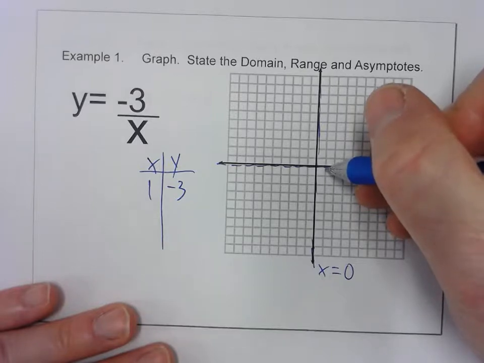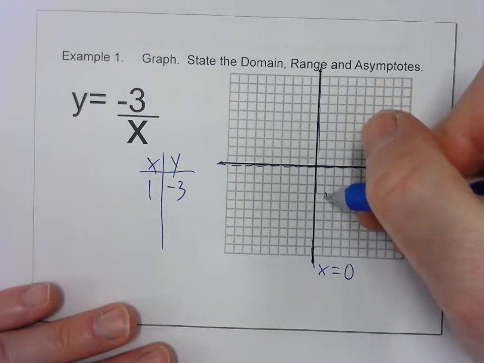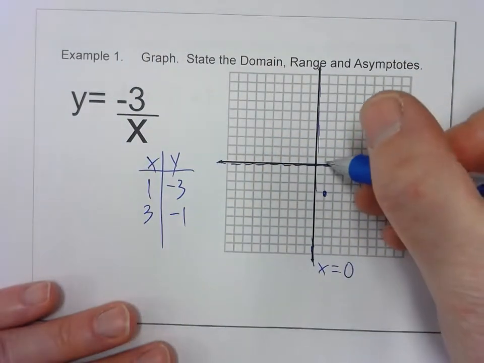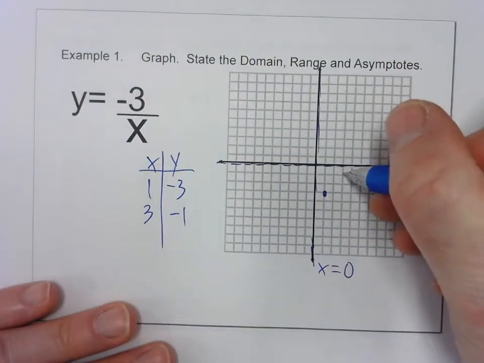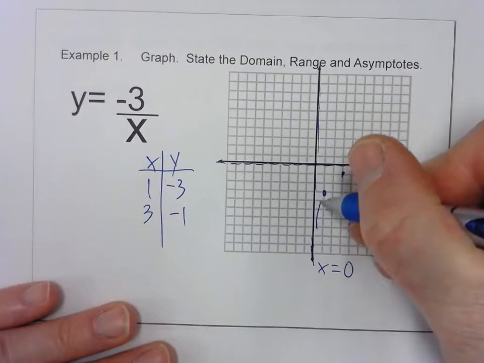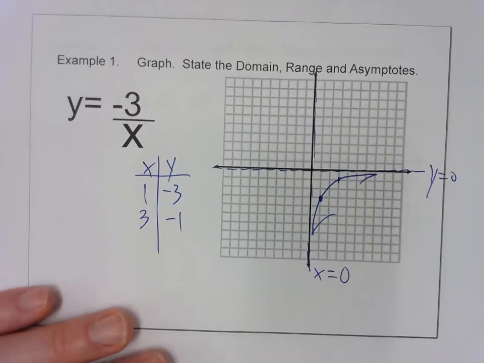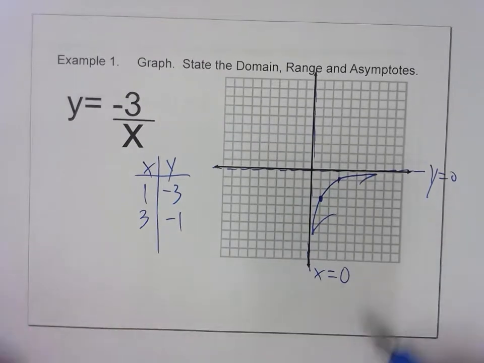Let's see, 1 down 1, 2, 3, and then I could put in 3, and then I get -1. So it's 1, 2, 3, down 1. So it's smushed in this area right there. And then do the opposites over here, and it should flip here.